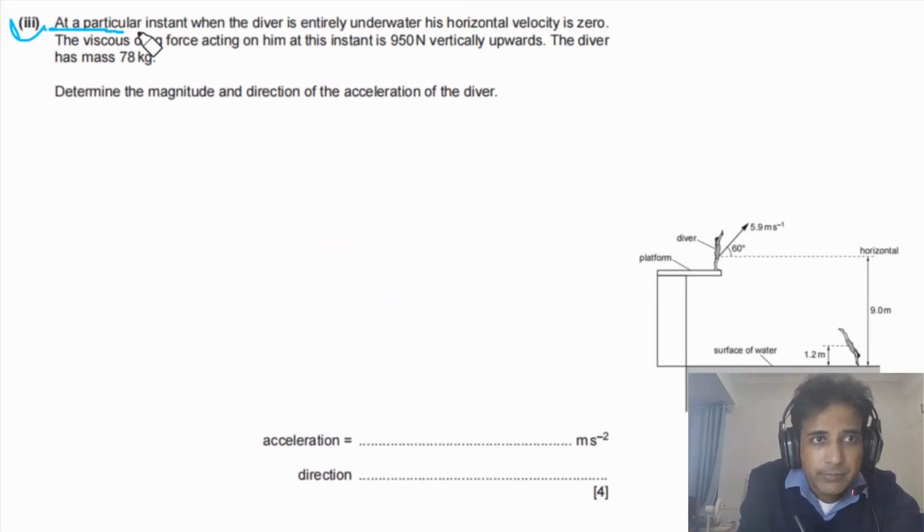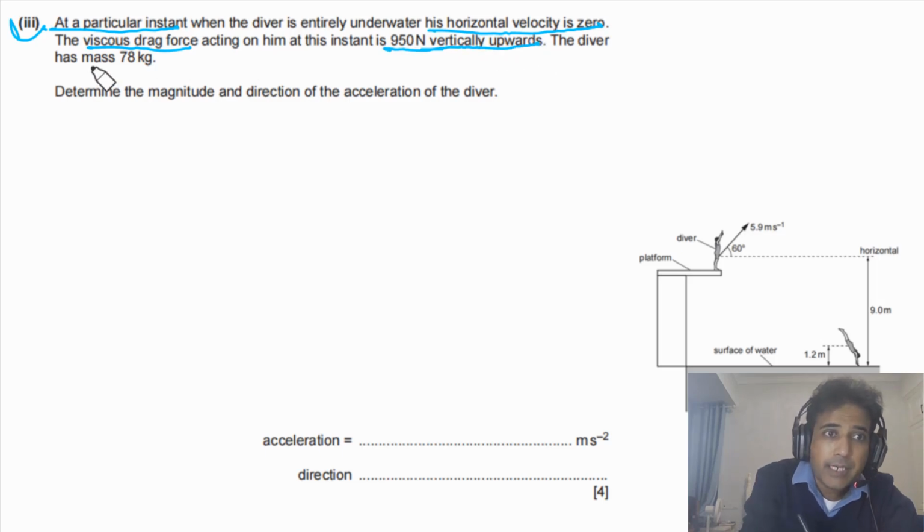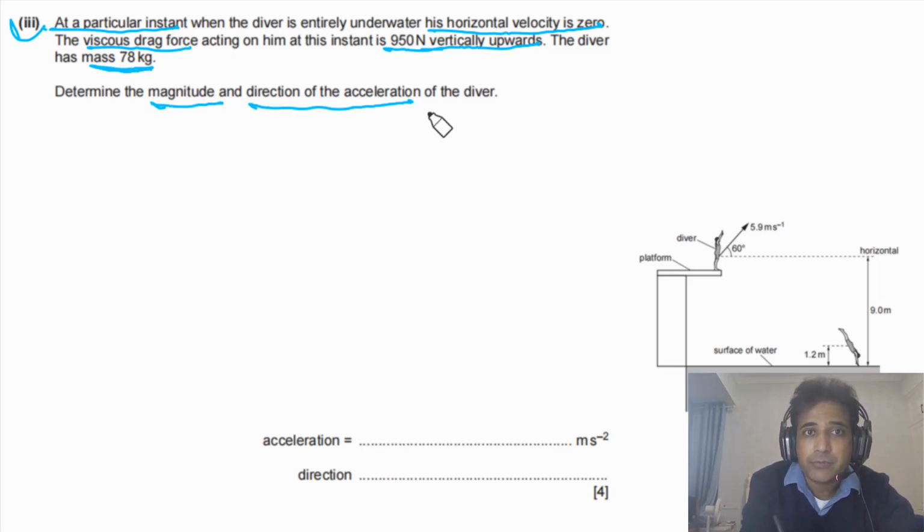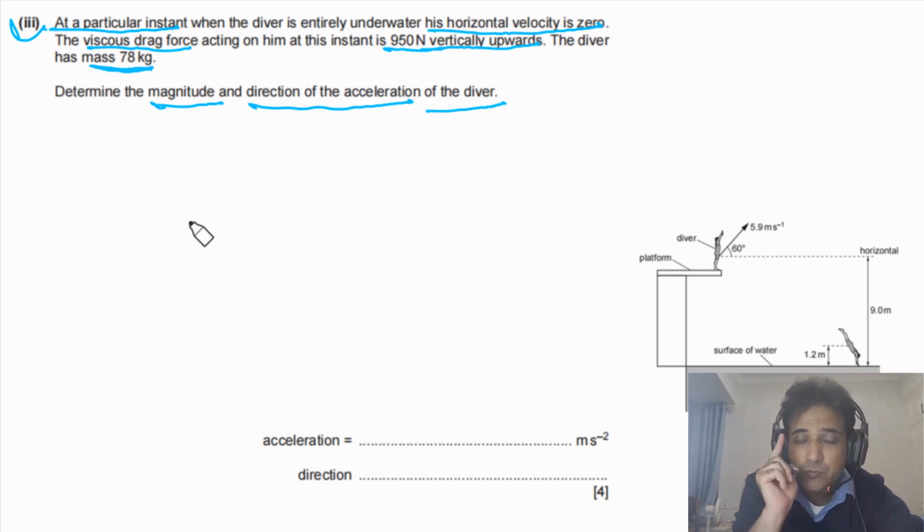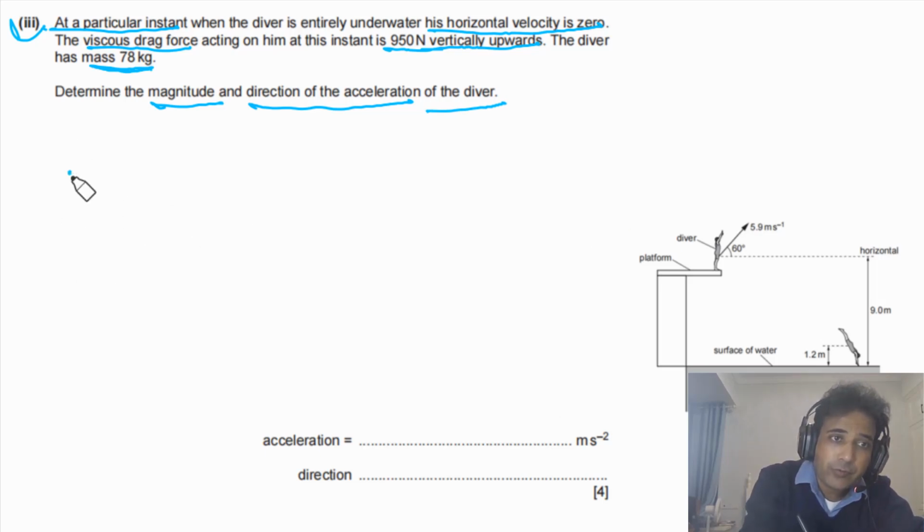The third part says, at a particular instant when the diver is underwater, his horizontal velocity is 0. The viscous drag force acting on him at this instant is 950 vertically upwards. The diver has a mass of 78 kg. Determine the magnitude and direction of the acceleration of the diver. So the first thing to do for this question is sketch the free body diagram.